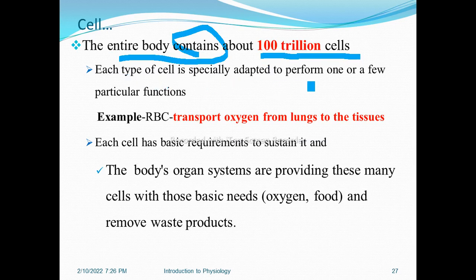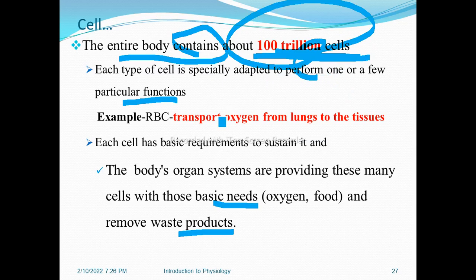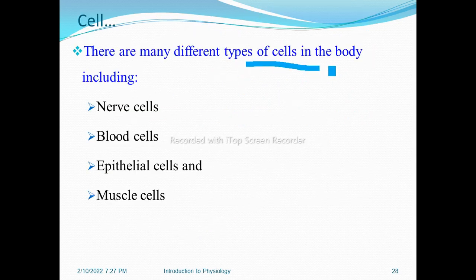Each type of cell is specially adapted to perform one or a few particular functions. For instance, red blood cells can transport oxygen from the lungs to different body tissues. Each cell has basic requirements to sustain it, and the body organ systems provide the cells with those basic needs like oxygen and food, and also remove waste products. These are the functions of cells. For instance, red blood cells number about 25 trillion, and these 100 trillion cells are grouped under 200 different types of cell groups. So there are many different types of cells in the body.